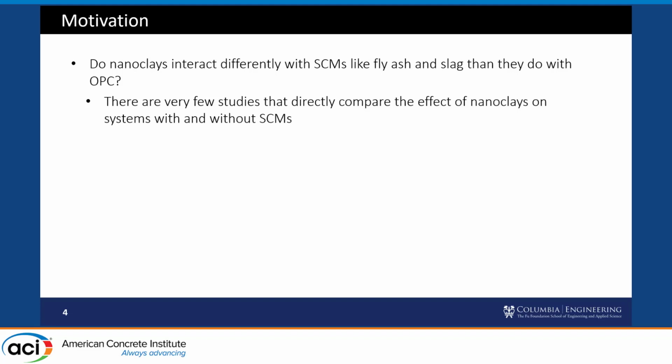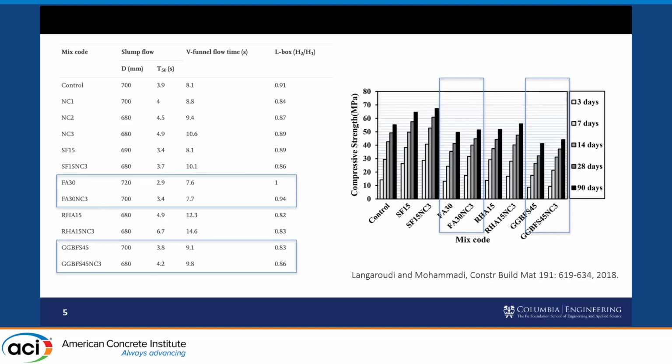There were really no direct measures. I did some literature review in preparation for this. Our study was back in 2018, and there are still very limited studies that directly compare. This is an example of a study that looked at the effect of different substitutions of SCMs and then the addition of different levels of nanoclay. And generally, I would say they saw similar effects on both the fresh and hardened properties.